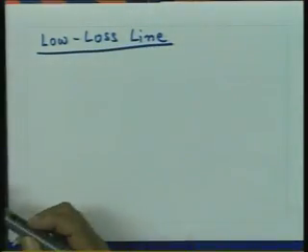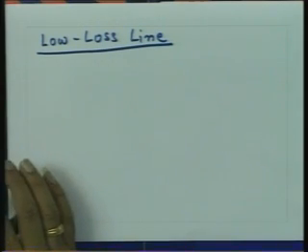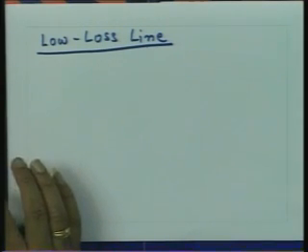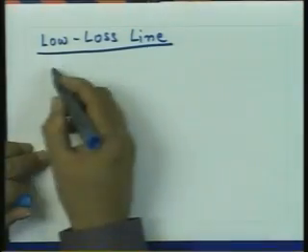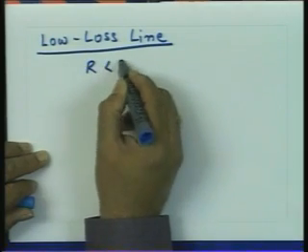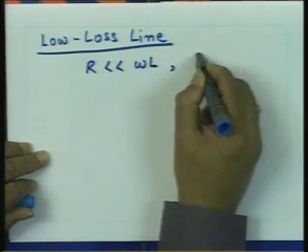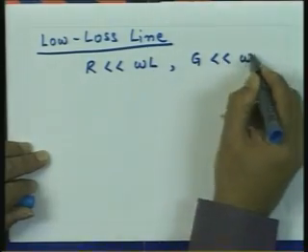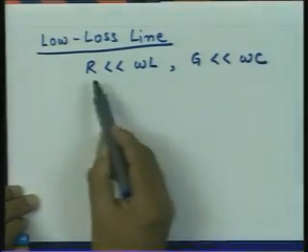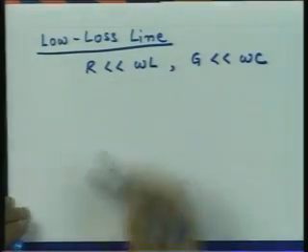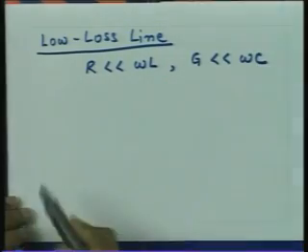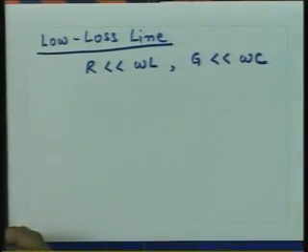And we define a low loss line as one where R is much smaller compared to omega L. That means the reactances are much larger compared to the resistances. So, if the conditions that R is much smaller compared to omega L and G is much smaller compared to omega C are satisfied, then we say this line is a low loss transmission line.